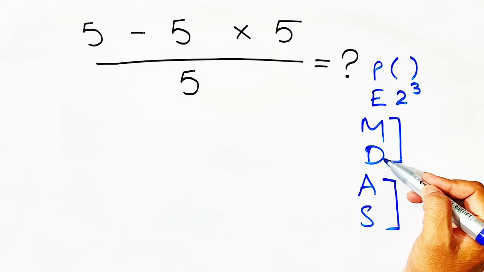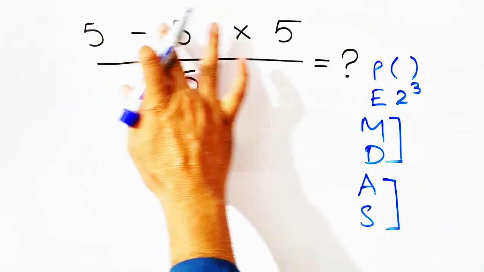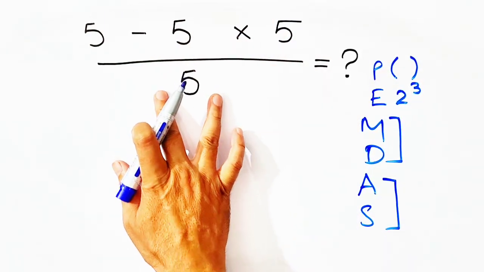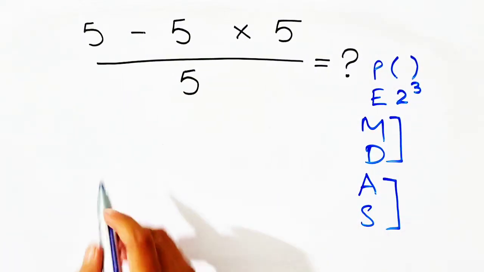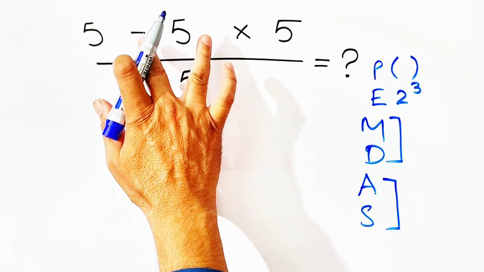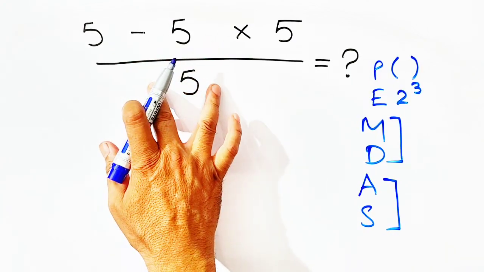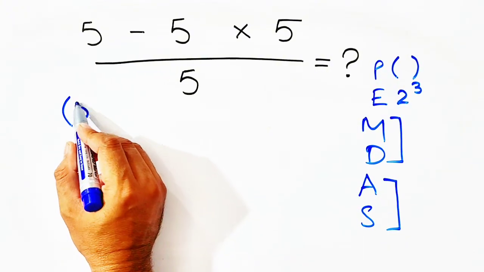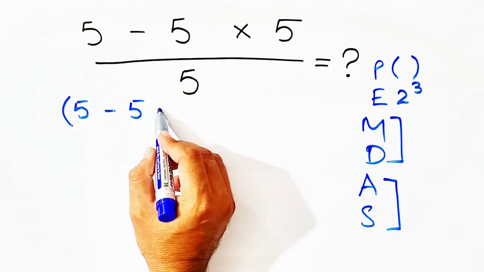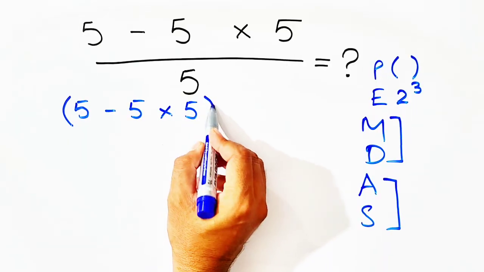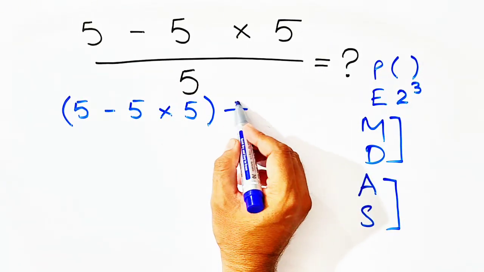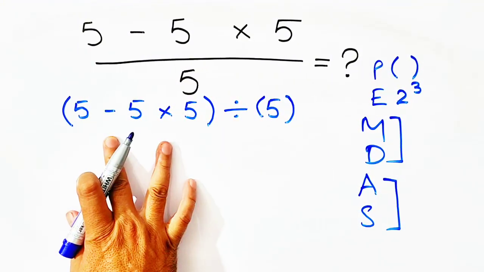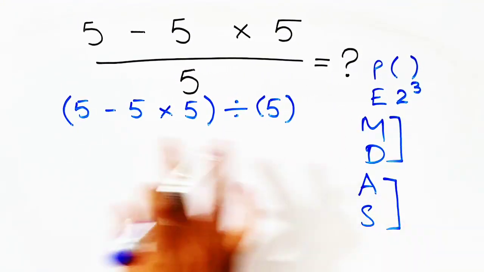Multiplication and division are the same. Treat the numerator as a single portion and the denominator as another portion. It means we have to make parentheses of the numerator as well as the denominator. So we can rewrite this question as 5 minus 5 times 5 divided by 5. Okay, now treat this one and apply the PEMDAS rule here.